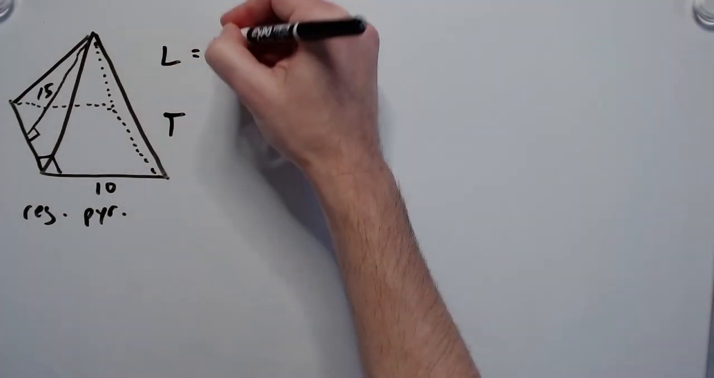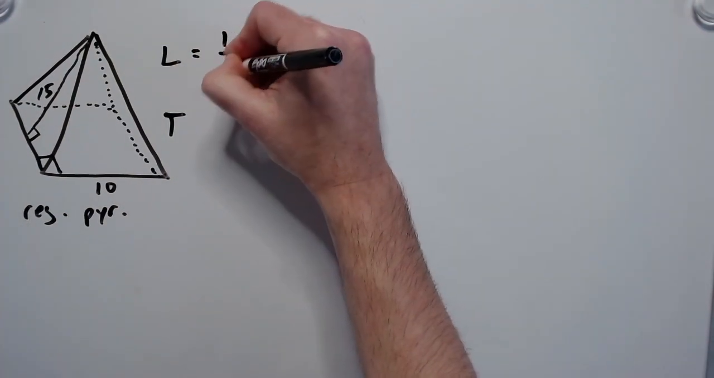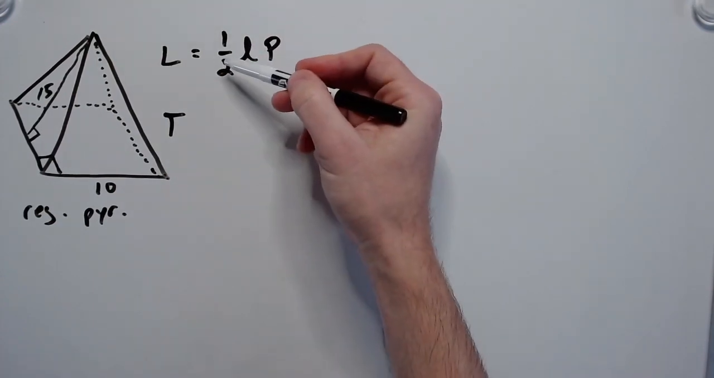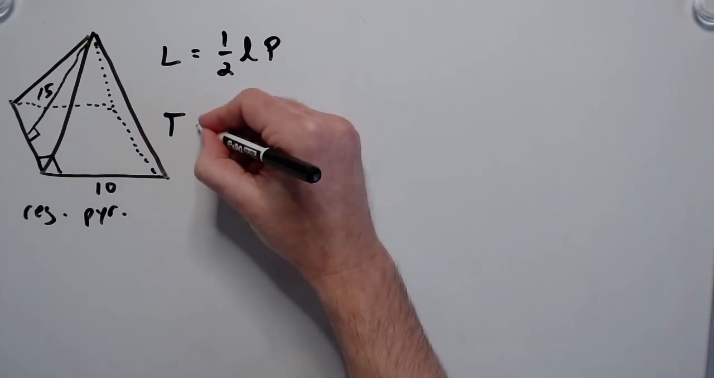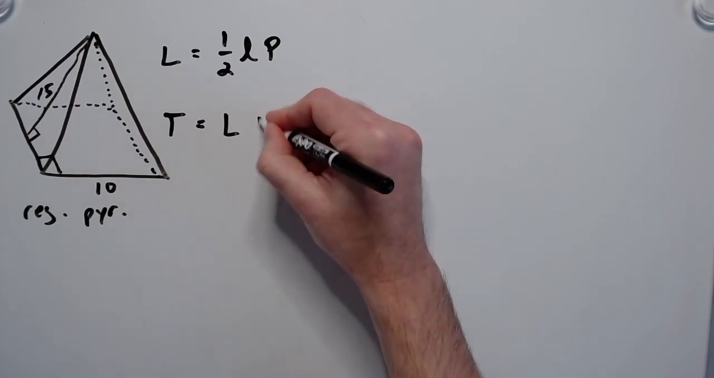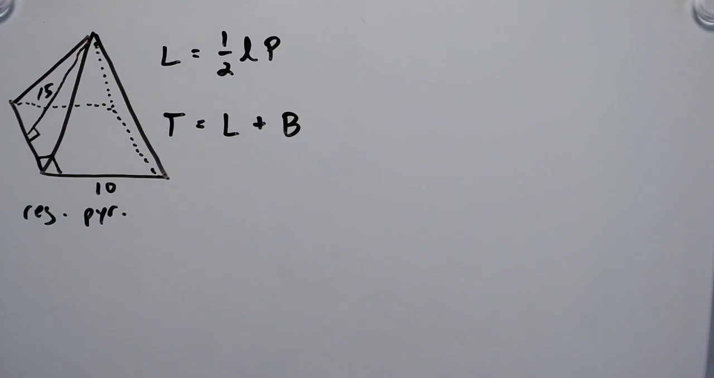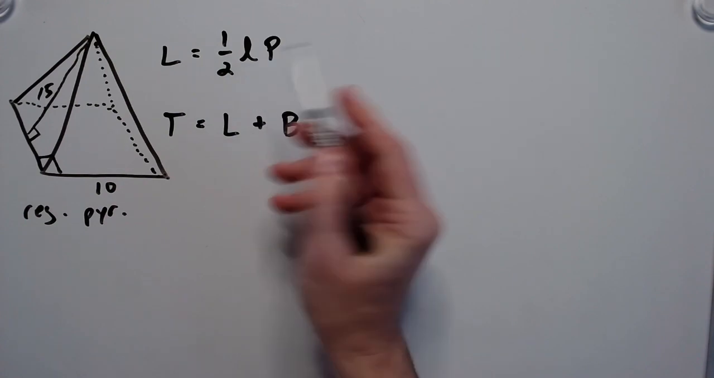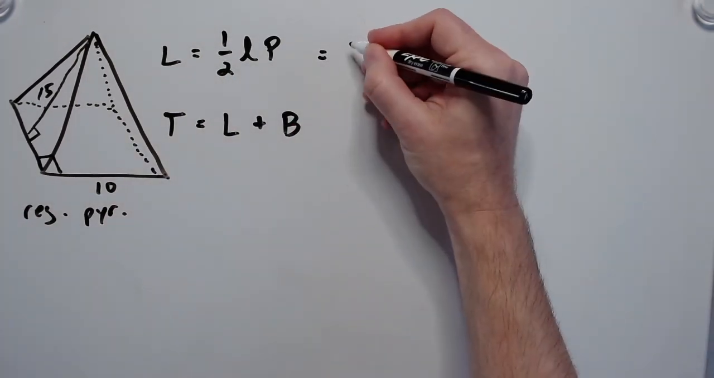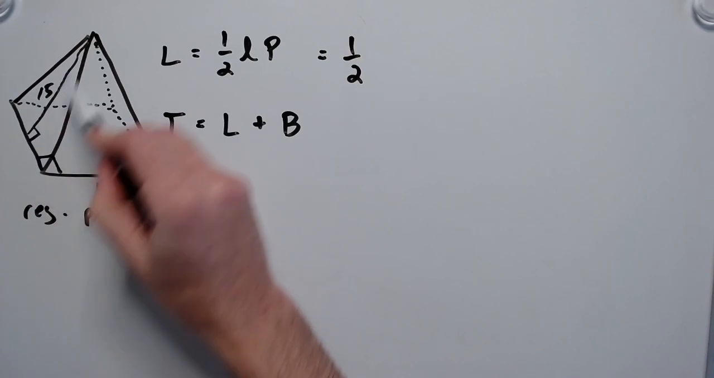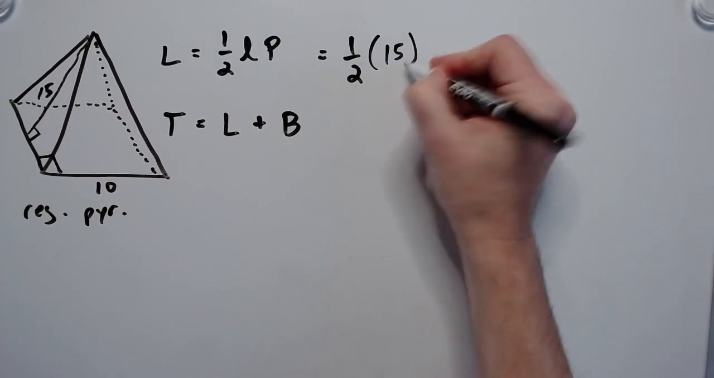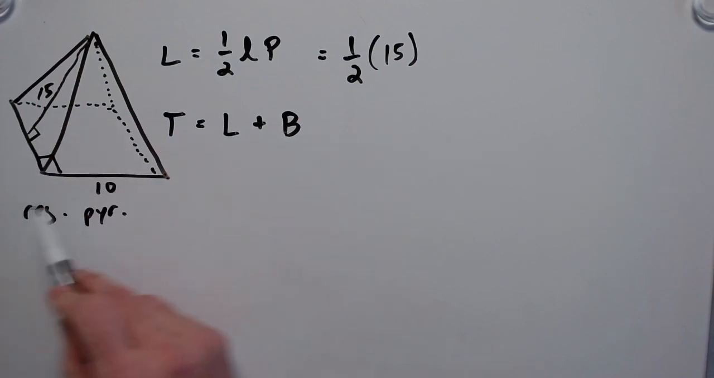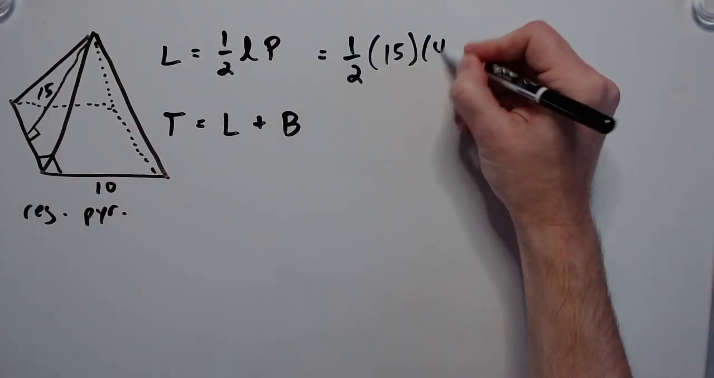We know the lateral area is 1/2 the slant height times the perimeter. And this is theorem 92. And we know from 93 that the total area is the lateral area plus the base area. So let's start with this one. The lateral area is 1/2 the slant height times the perimeter. So we'll just rewrite this as 1/2 the slant height, which we've been given, is 15, times the perimeter. All right, so if we have a square and one side is 10, the perimeter would be 40.